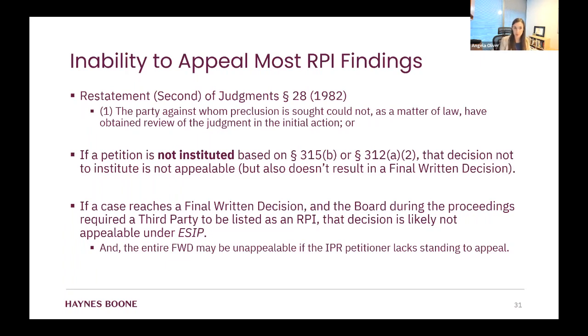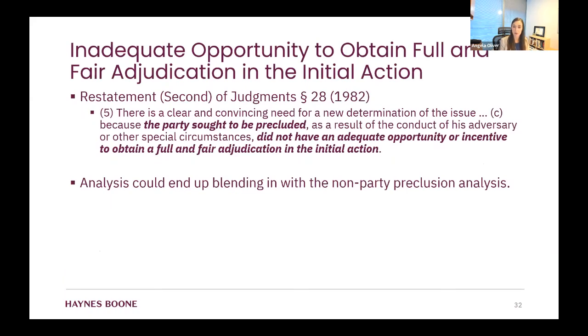So another idea is with respect to one of the later exceptions in Section 28 of the Restatement. This is the idea that the party sought to be precluded did not have an adequate opportunity or incentive to obtain a full and fair adjudication in the first action. Obviously, if you look at this from the third party's perspective, they were not participating in the first action, right? So this seems to clearly apply where they weren't even there. How could they have an adequate opportunity?